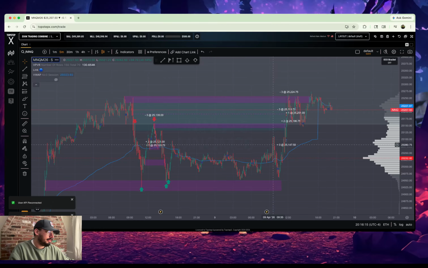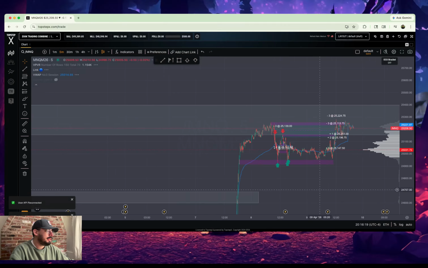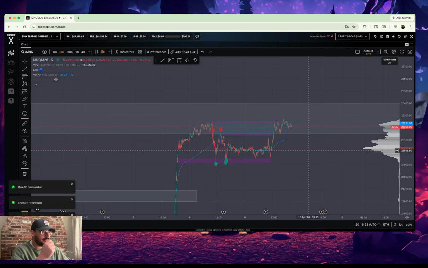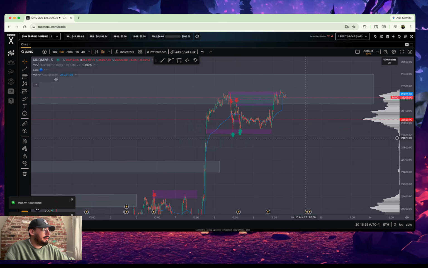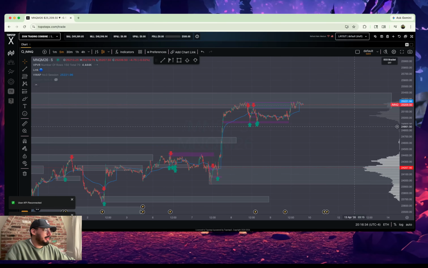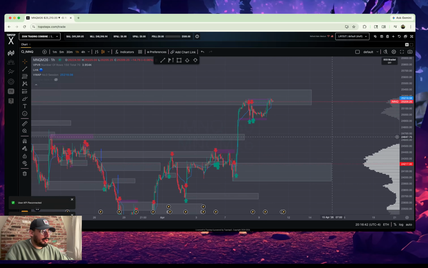Here was the open right here. So what we had was this big supply zone. Let me hide this for a sec. We had this big supply zone going in, so I'm kind of looking for a short going in. And I wasn't really looking at the VP. I should have been looking at the volume profile. This was the higher time frame demand zone I had below.